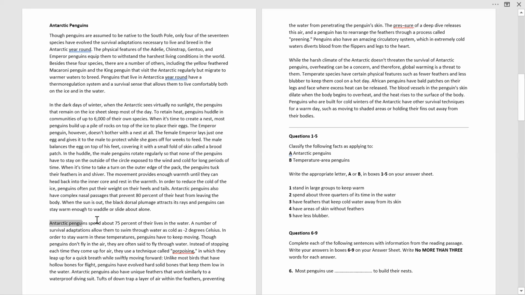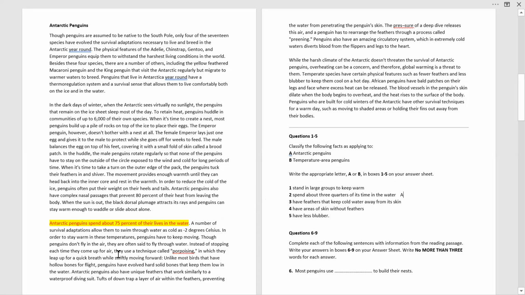So the first sentence here, spend 75% of their lives in water, and this is true for the Antarctic penguins. So this is the answer for the second one. 75% is 3/4, paraphrasing, and water time, yeah. So this B option is A. The answer is A.